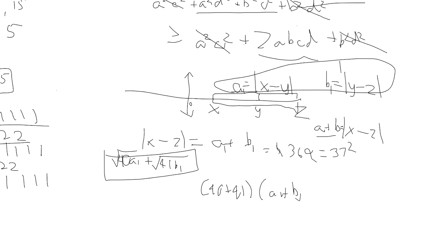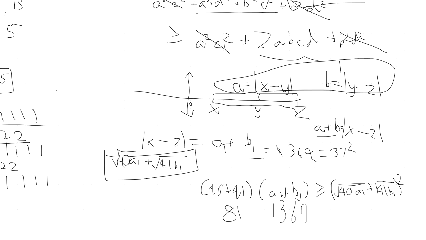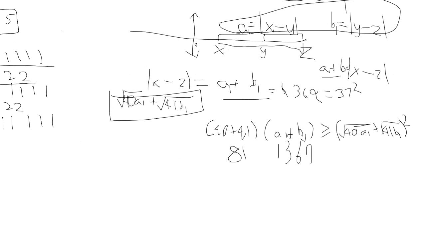is greater than or equal to root 40a1 plus root 41b1, and then the whole thing squared. Now we already know that this is 81, of course, and we want to maximize it, so we let a1 plus b1 be 1369. Then that thing squared would be less than or equal to 81 times 1369. And as we mentioned earlier, this is 37 squared and that's 9 squared.